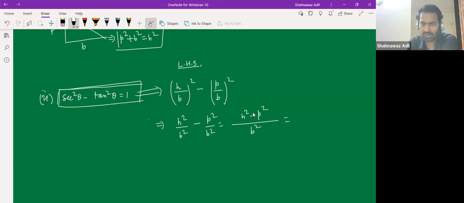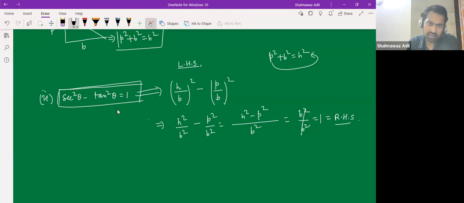So what would be this, Tejasvi? What would be this? So we should use Pythagoras theorem again. Yeah, so p square plus b square is h square. So what would be h square minus p square? B square, right? So b square by b square, again one, which is RHS, right? So this is the second identity, right?